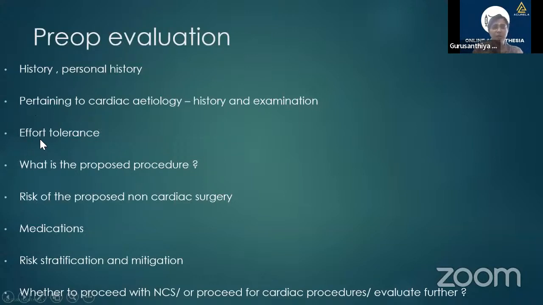Any patient who may be an ischemic heart disease patient, but whose effort tolerance is more than 4 METs, can undergo non-cardiac surgery with limited risk compared to a patient with less effort tolerance. So what is the proposed procedure the patient is undergoing, and what is the risk of that non-cardiac surgery? What are the medications the patient is on? How do you risk stratify them, and how do you mitigate the risk?